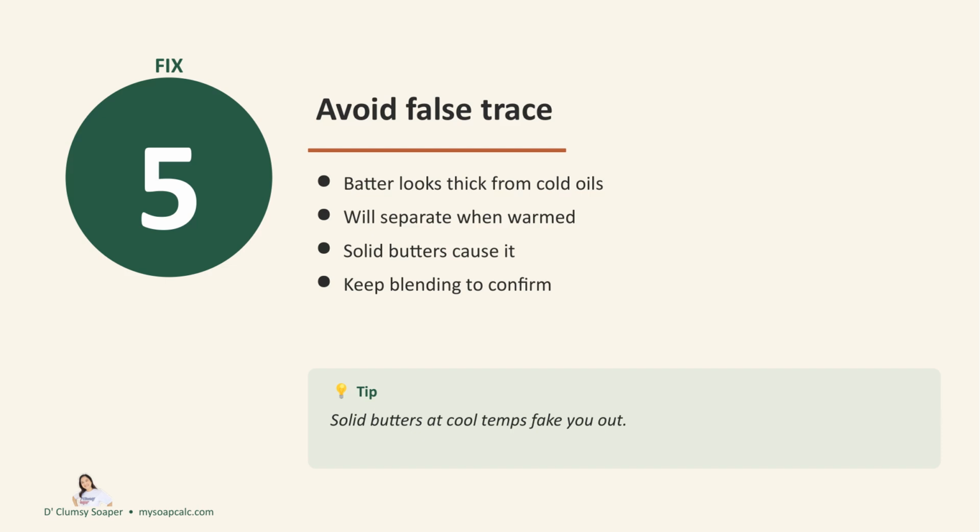The fix is straightforward. Keep your stick blender going. True trace holds its thickness consistently, even as you continue blending. False trace will either loosen back up or show uneven, lumpy texture as you work through it. You can also gently warm your soap pot slightly to help distinguish what is really happening. Think of it like cold butter in a bowl. It looks thick and stiff, but apply a little heat and it melts right back down. That is false trace in a nutshell.